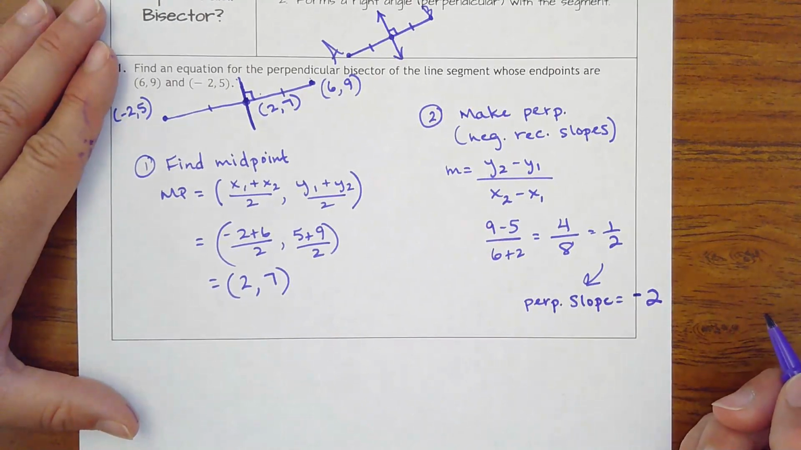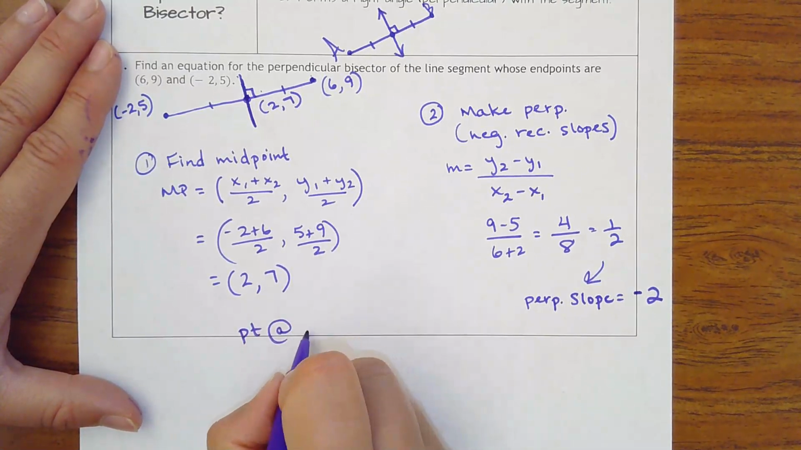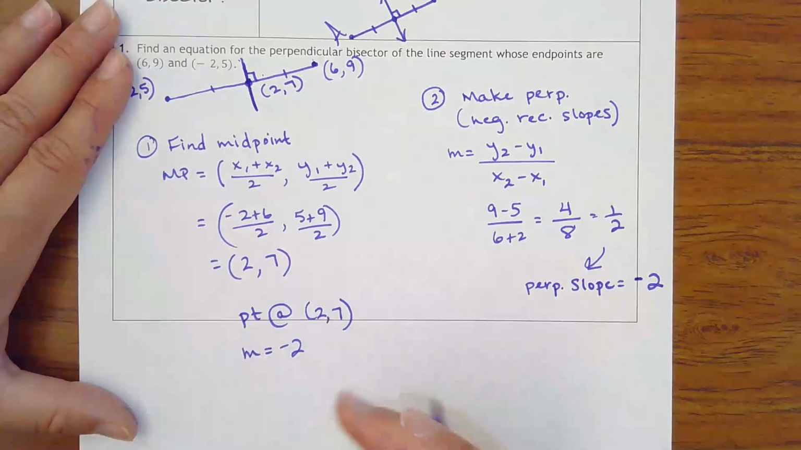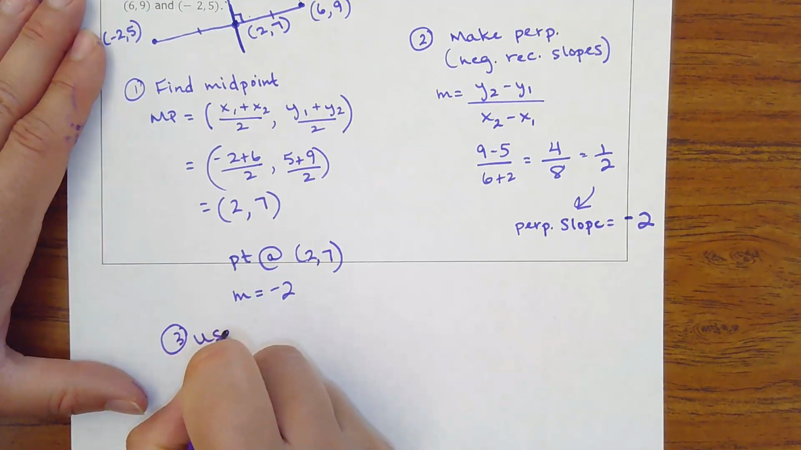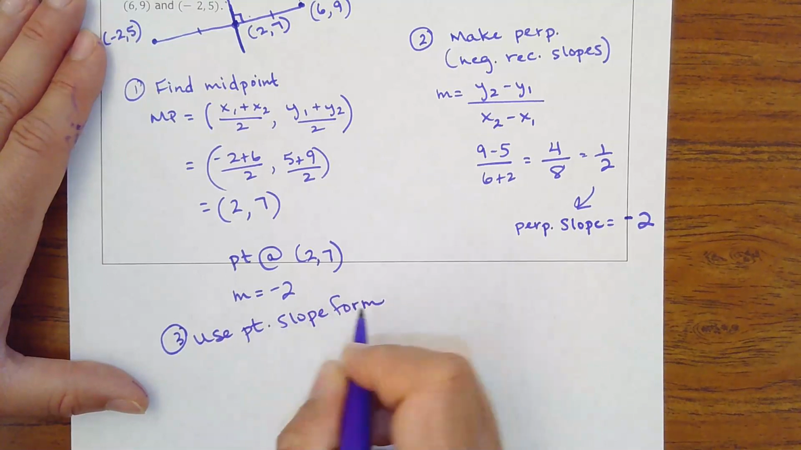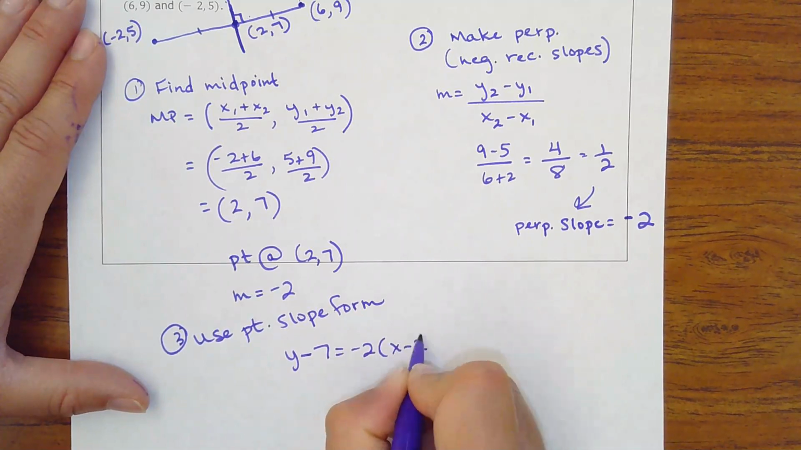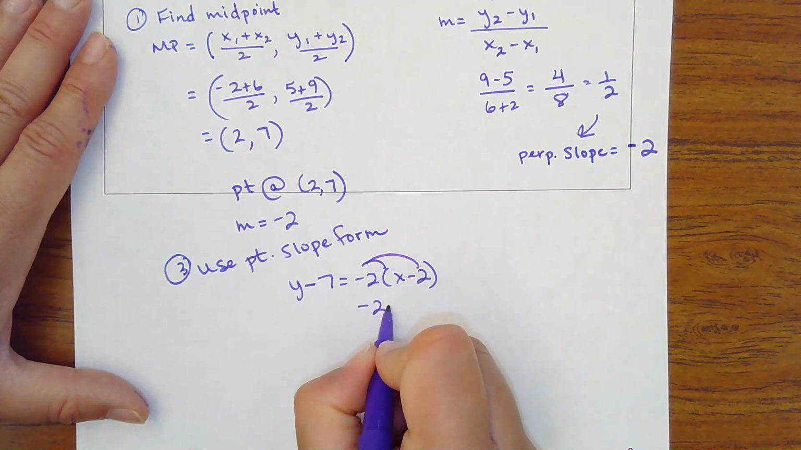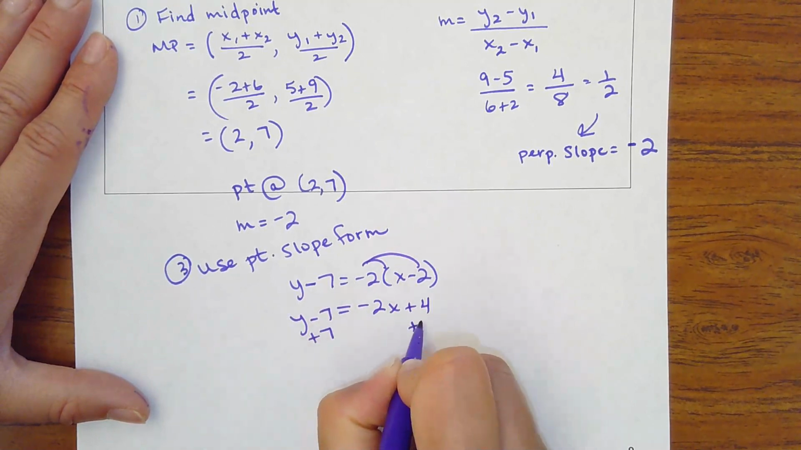So now I can write an equation. Here is my point. It has to go through (2, 7). My slope has to be negative 2. Then I use point slope form: y minus y1, which is 7, equals my slope times x minus x1. And then simplify. Negative 2 times negative 2 is 4. And add 7.